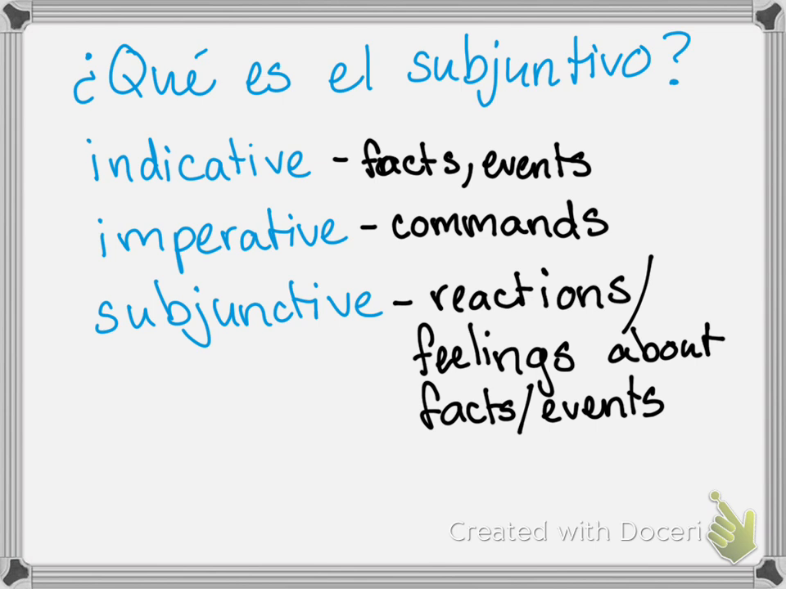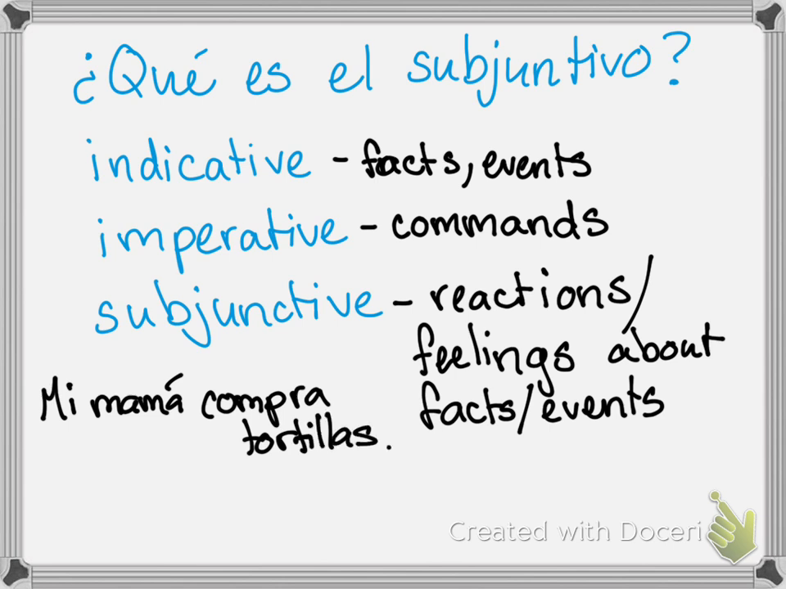So if the indicative talks about what happens and the subjunctive talks about our reaction to what happens, what does that look like, okay? Well, first of all, the indicative appears in a normal sentence, right? So for example, if I were to say, mi mamá compra tortillas. Okay, compra is that indicative mode, right? Compra, it's stating a fact. My mom buys tortillas. It's a fact. It's an event. It's what's happened.